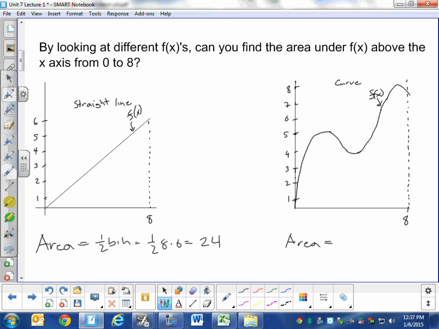All right, what about the guy on the right? Can we find the area of the guy on the right? The exact area. Yeah, so the one on the right's a lot harder, right? We're going to eventually be able to figure it out, but as we look at it, what makes the one on the right harder than the one on the left? It's curved. Yeah, it's not a straight line. So it's like, not straight lines.